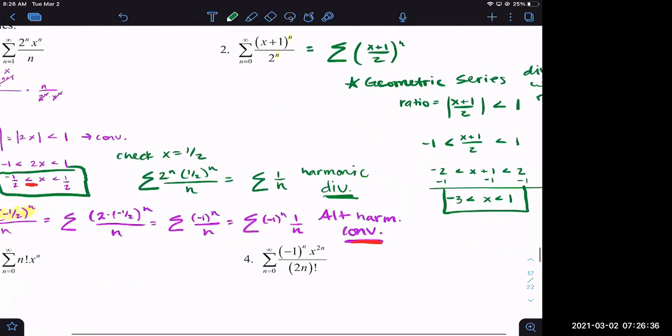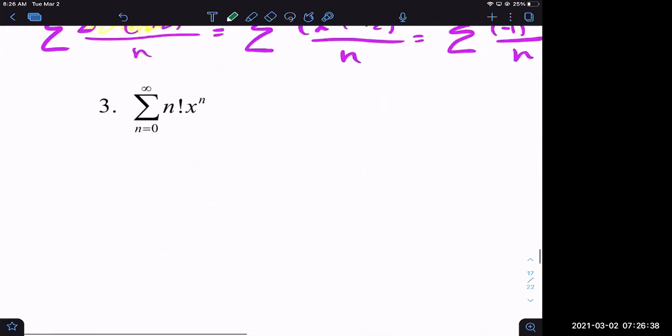Okay, let's try one more. If you have a factorial, there's no way it's geometric, so you have to do the ratio test. Okay, so the ratio test tells us to replace n with n plus 1.